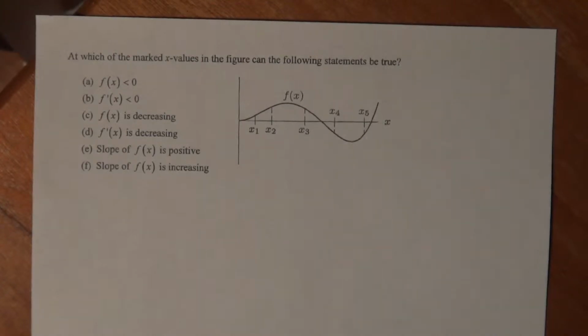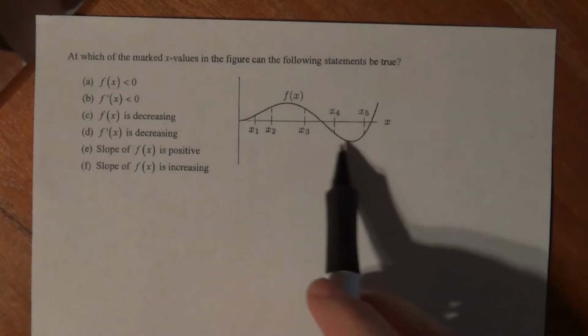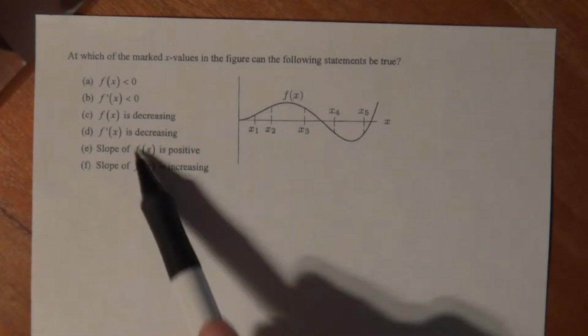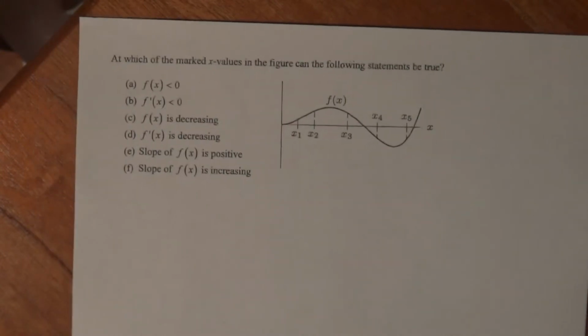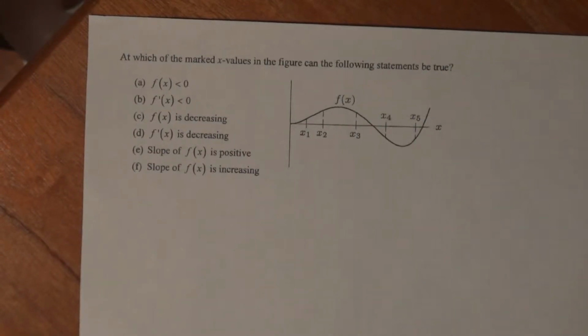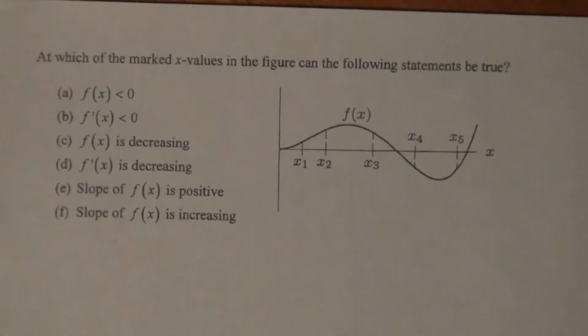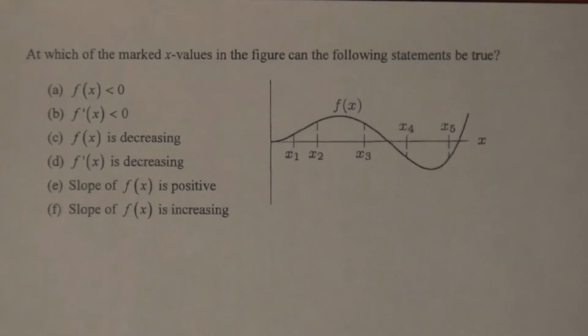This problem is taking a picture of a function f of x and determining which of these x values these things happen at. Now this is pretty far away. It helps to kind of see the graph close up, so let me zoom in a little bit so you can see it better. All right, that looks good.